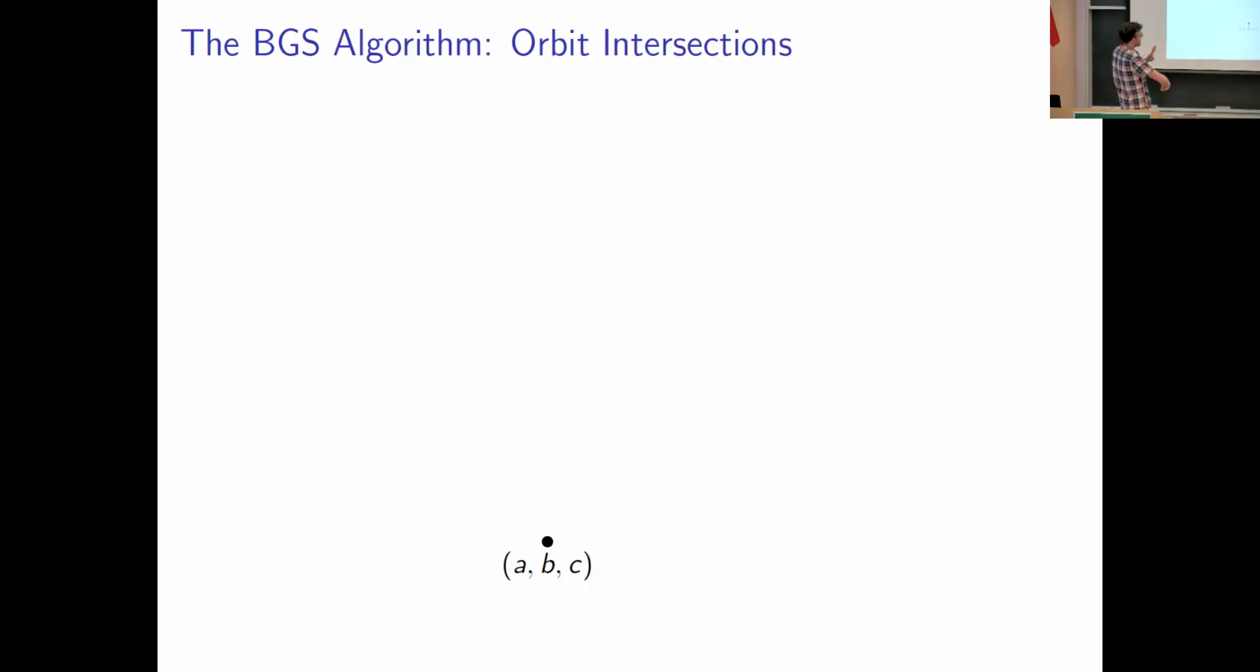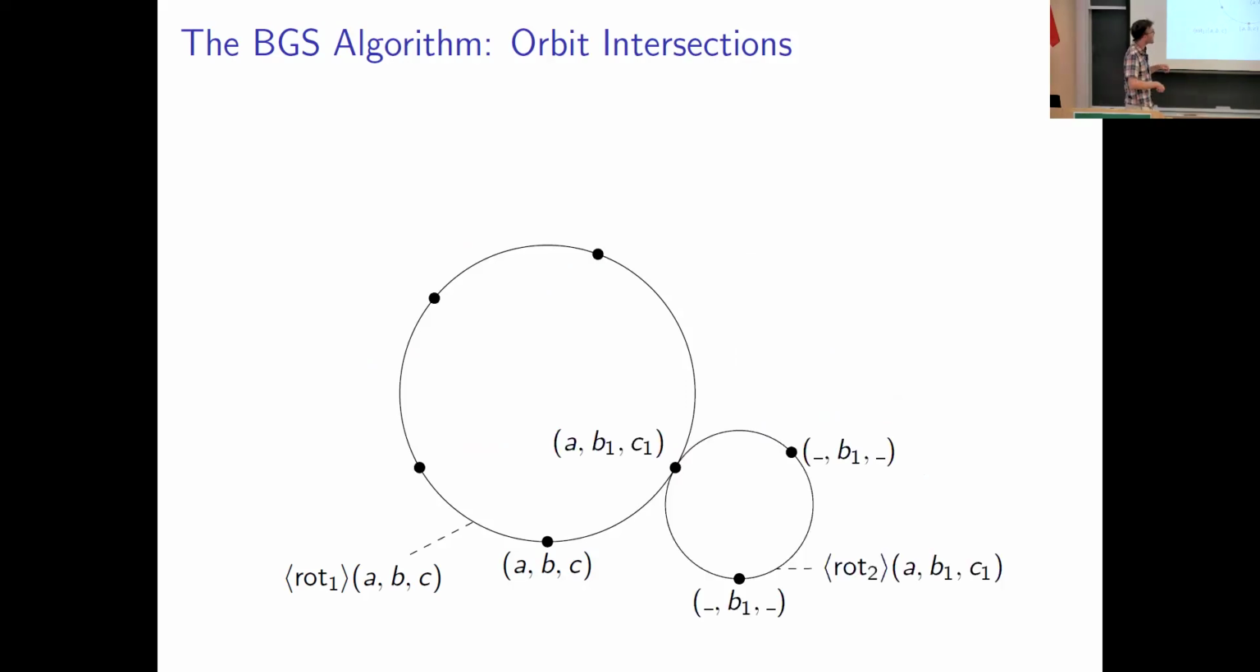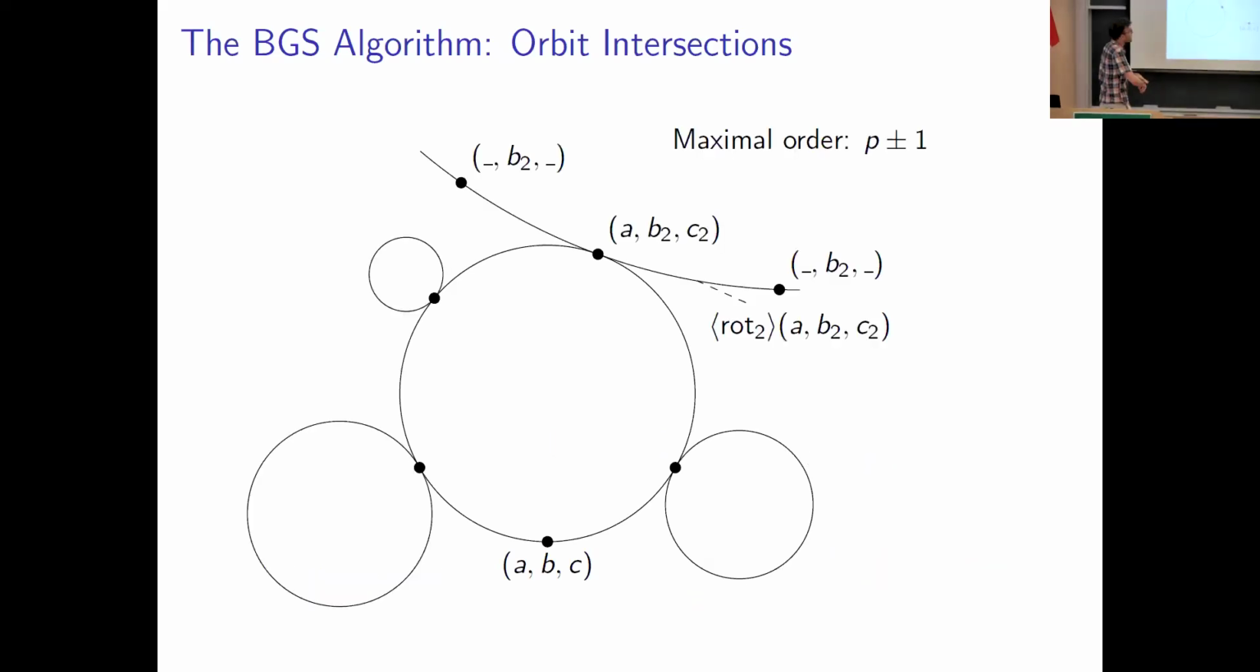So just to give this a visual depiction, you start from some point A, B, C. You apply the rotation map, and every point on this conic section is going to have the same fixed value A. And along the way, you can switch over to fixing a different coordinate. And so here on this conic section, every point has the same fixed second value, and they intersect here. And so you're going to get lots of these conic sections that all intersect. Some of them are going to be bigger than others, but some of them are going to be of the largest possible order, which is p plus or minus 1.